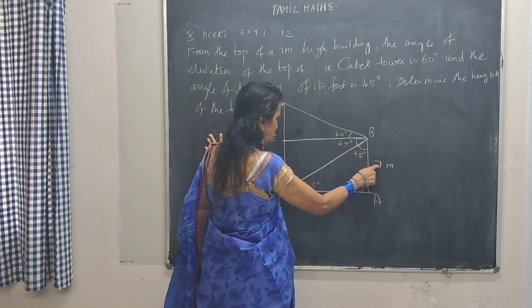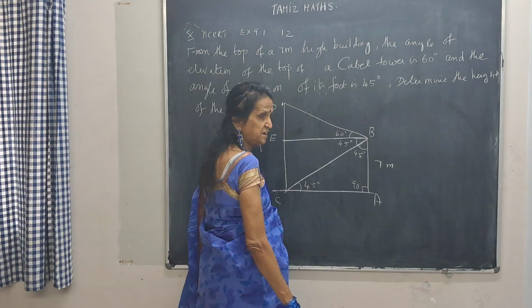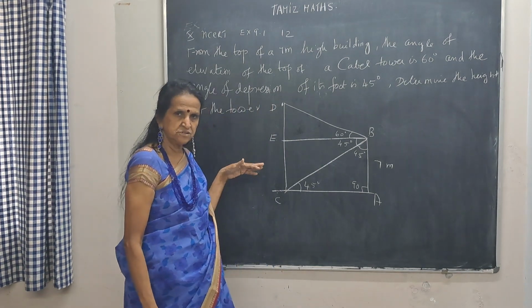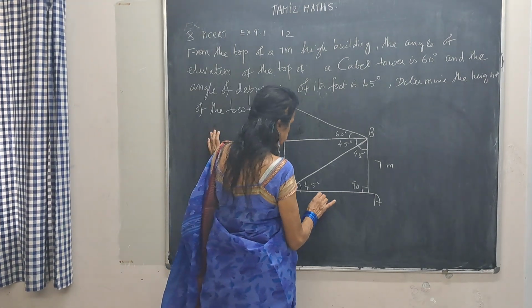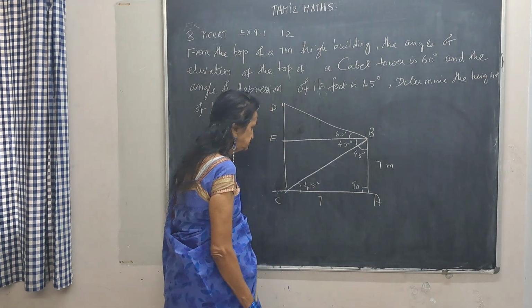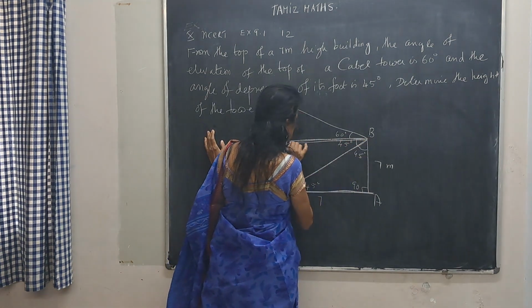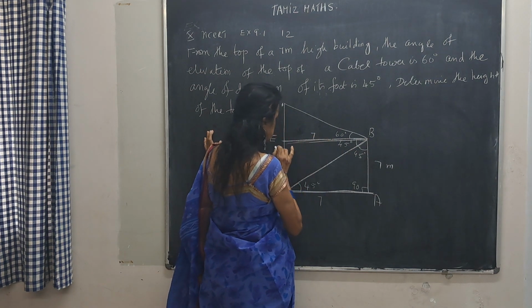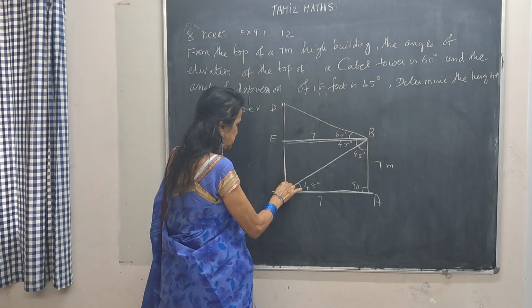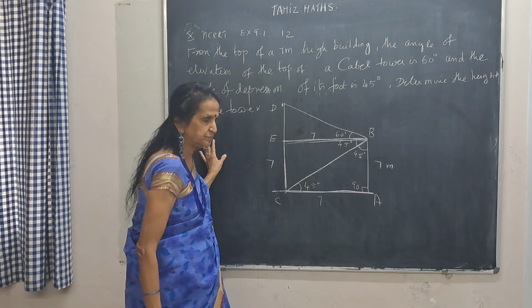This is 7. The sides of the isosceles triangle opposite to the equal angles will be equal. So this also will be 7. Now this and this will be equal, so this will be 7. This also will be 7. So actually it forms a square.